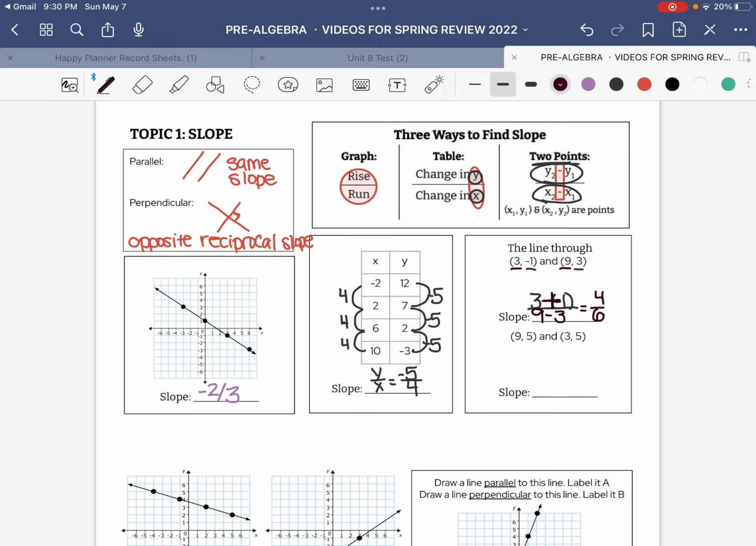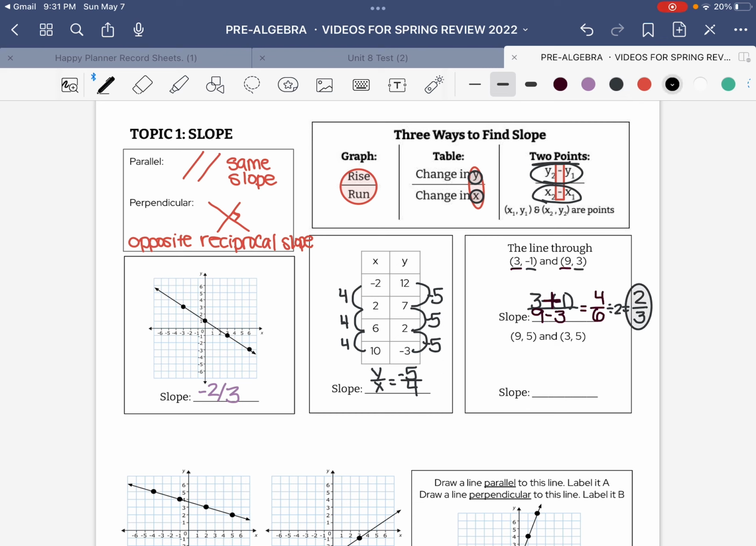Now, we do want to have a simplified fraction, and since these numbers are both even, I can divide them by 2, and my actual slope should be 2/3, because 4 divided by 2 is 2, and 6 divided by 2 is 3.